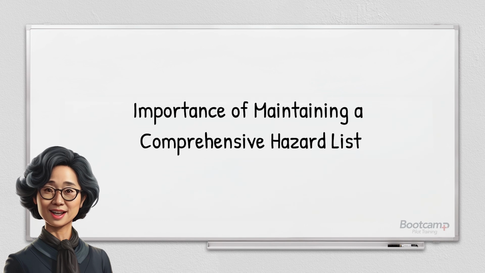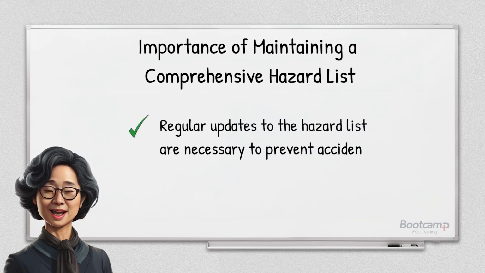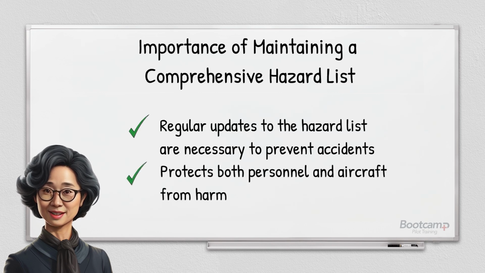Maintaining a comprehensive hazard list is crucial for preventing accidents. This list should be updated regularly to account for new risks. By documenting hazards thoroughly, technicians can take the necessary actions to address them, ensuring the safety of both personnel and aircraft.